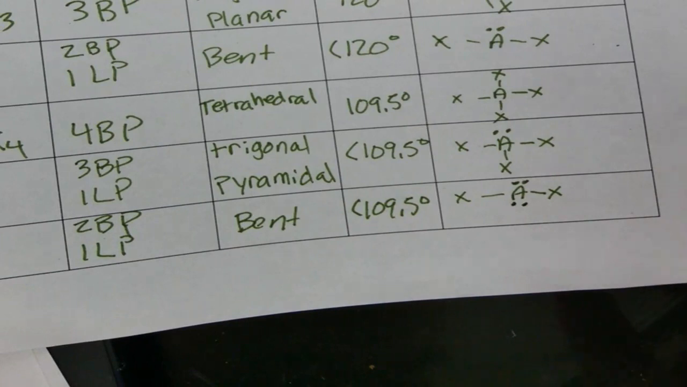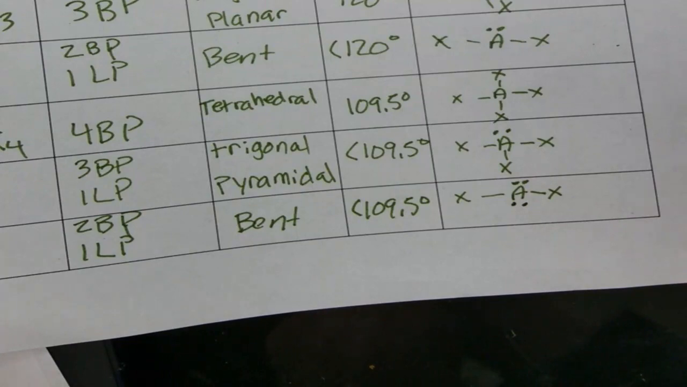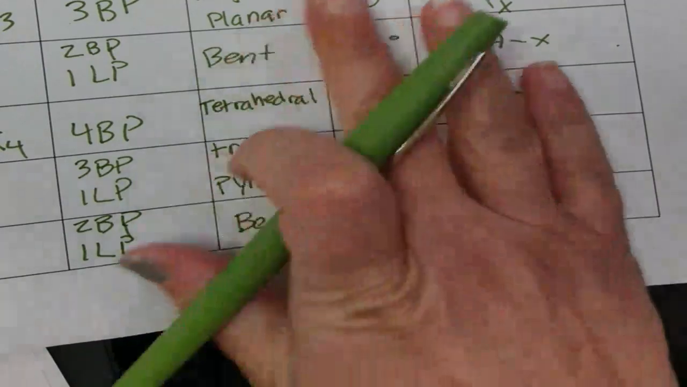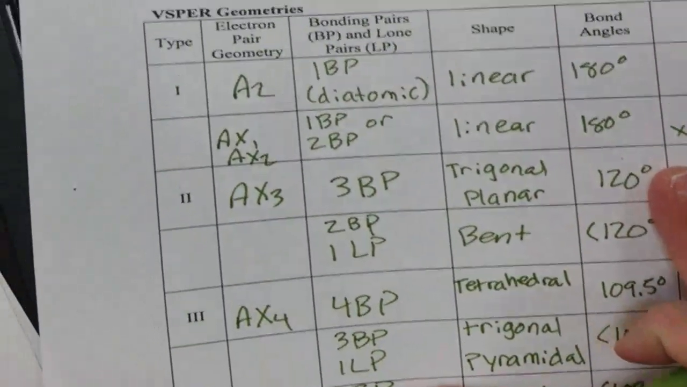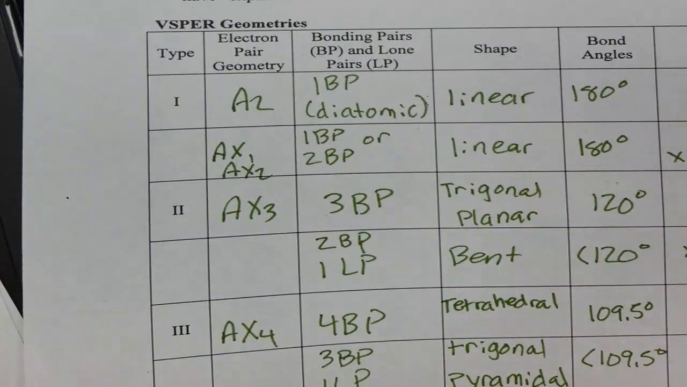So let's do some examples with this now that we have this chart. Now, you will not have this chart on your assessment, so you need to learn it. Now, a bonding pair can be a single bond, a triple bond, a double bond. It does not matter.